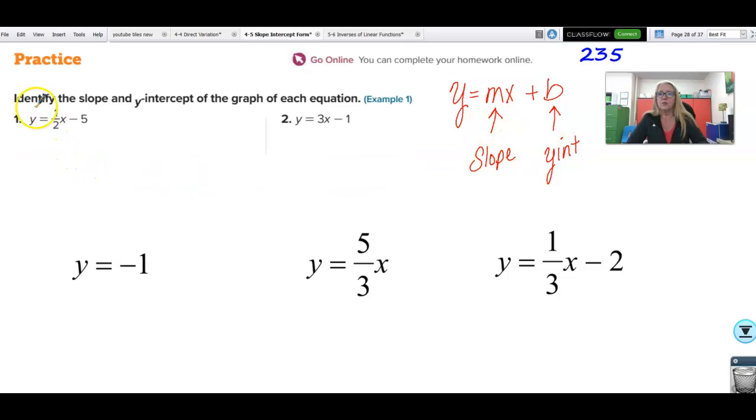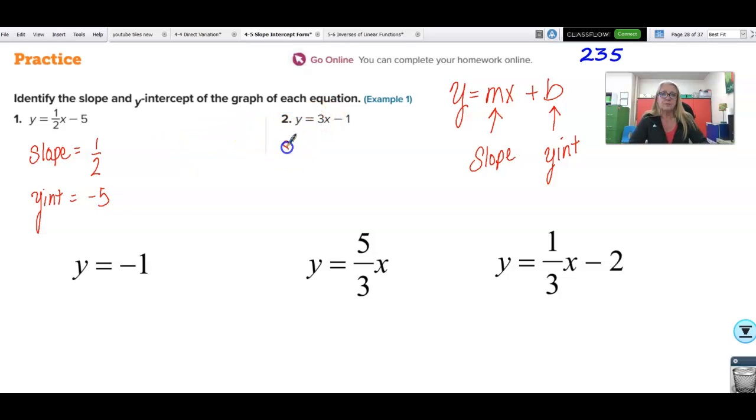Okay, so when you look at this equation here, they want to know what the slope is. Well, the slope of this line is the number that's in front of the x. What number is in front of the x? 1/2. So the slope of that line is 1/2. What is the y-intercept? The y-intercept is the number that comes after the x term. Since it's -5, the y-intercept is -5. If it had been +5, the y-intercept would have been a +5.